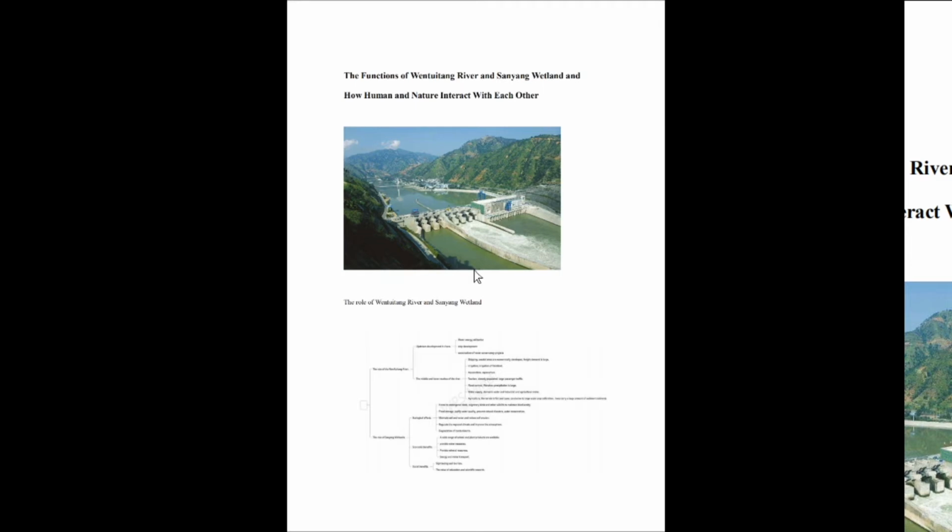The first is about the functions, the role of Wenruitang River and Sanyang Wetland. It has hydropower utilization, such as construction of water conservancy projects. It also can control flood and resolve water.